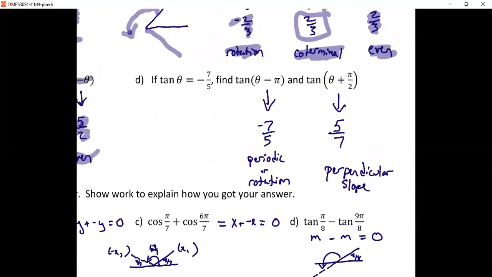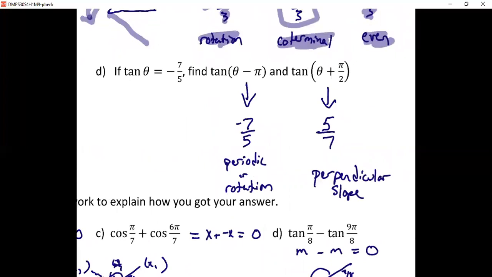Tangent, however, has something slightly different that's going to occur. If we subtract pi, using that periodic rotation, we end up with the slope of -7/5. So if I see the slope of -7/5, which looks like that, let's see this in quadrant 2. If my theta gives me a slope of -7/5, by subtracting pi, that takes me down here, meaning I have the exact same slope.